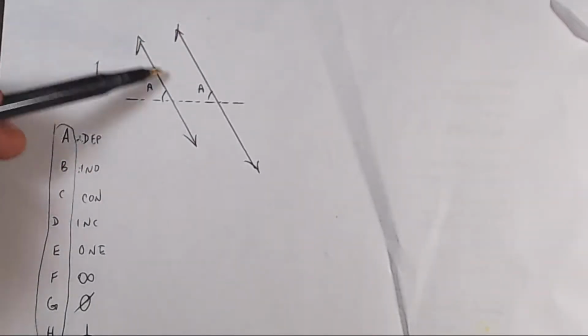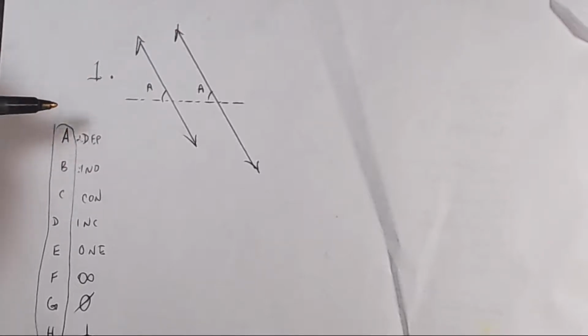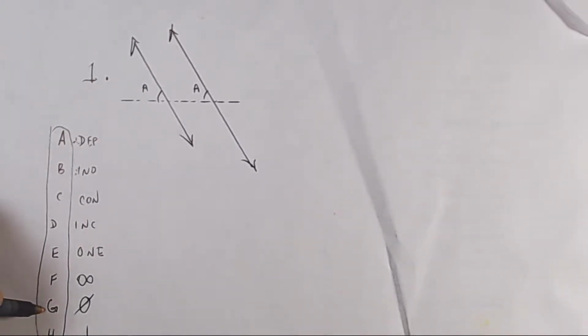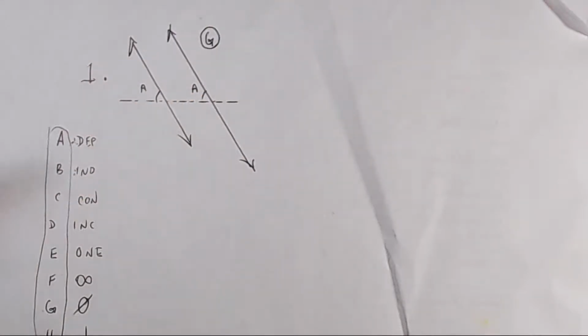Okay, so does this system of equations have any solutions? No. So it has no solutions. So we're going to go down here and put G. So G is one that goes here. What about independent? It has exactly one solution? Yes. Okay, so it's neither dependent nor independent.